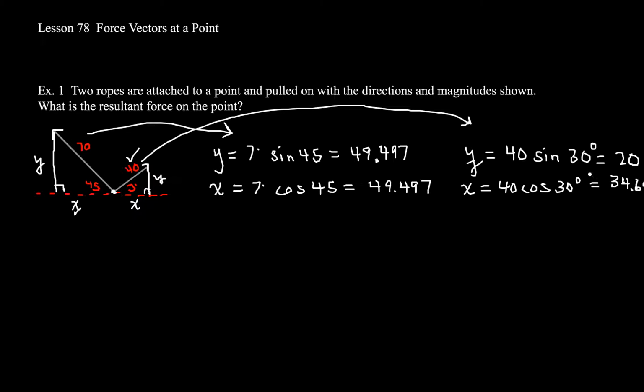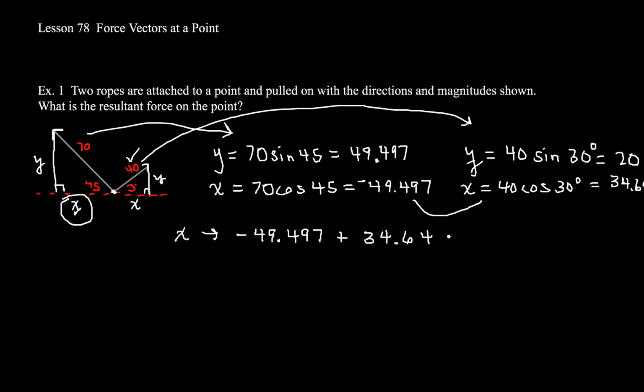All right, now we're going to add our forces together. So we're going to add our x's together. You notice that this x right here is negative. For some reason some of my numbers just disappear on my screen. So this x is going to be negative. When we add our x coordinates together, we have negative 49.497 plus 34.64. Now remember the x is the rights, so that's going to equal negative 14.857. And then let's add the y's together.